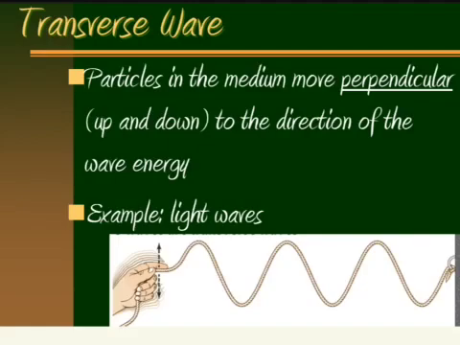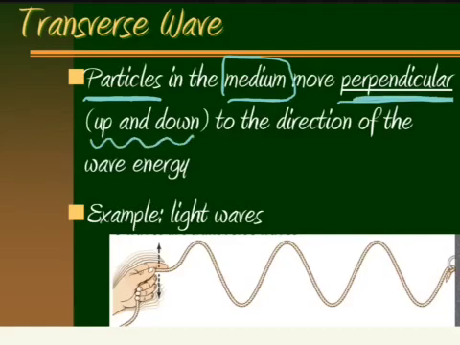A transverse wave is defined as a wave in which the particles that are carrying the wave, in other words the medium, are actually moving perpendicular, or up and down, compared to the direction that the wave is moving. If you look at this rope, this is just a fellow holding a rope, and it's tied to the wall here.